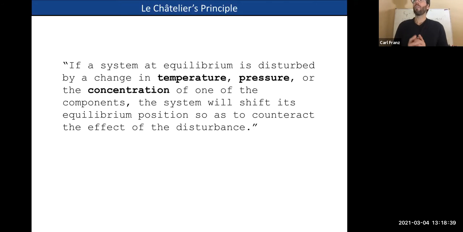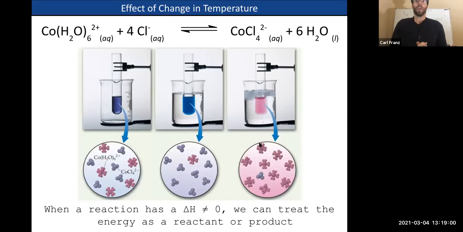So again, if you have a system at equilibrium and you disrupt that equilibrium, it will shift either the products or the reactants to reach equilibrium again. That's all it is for now, okay? So temperature, pressure, concentration, those are the things that can do this, right?